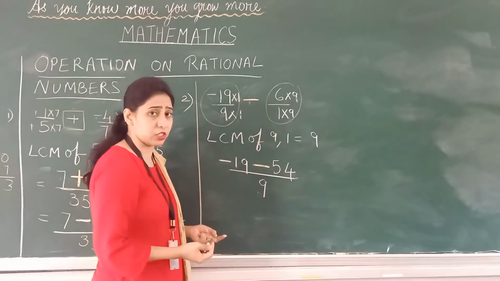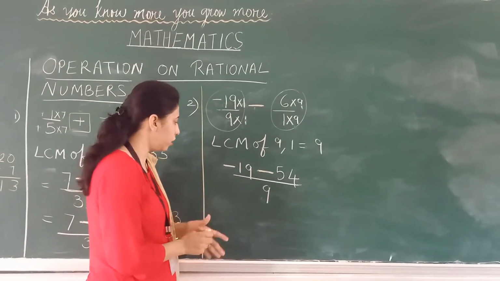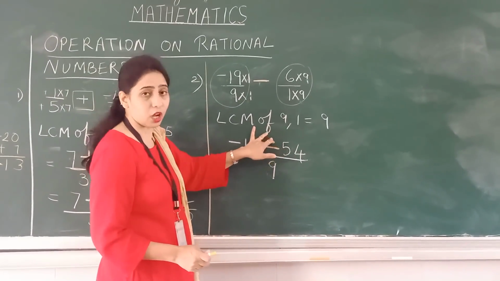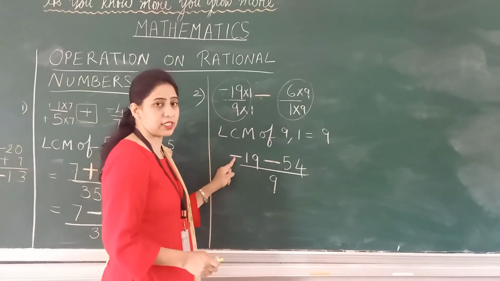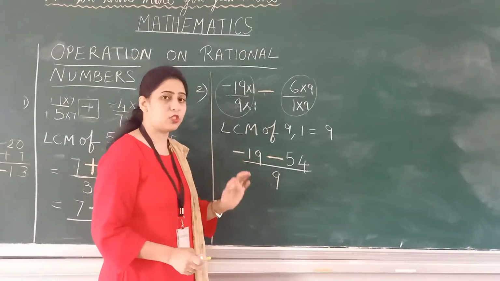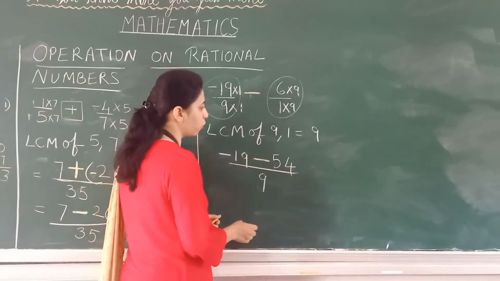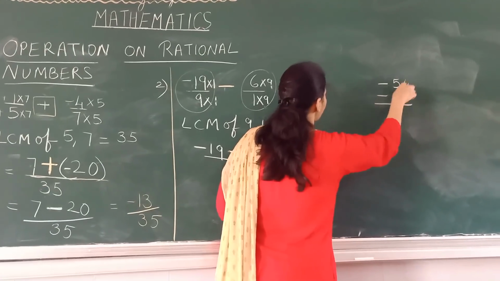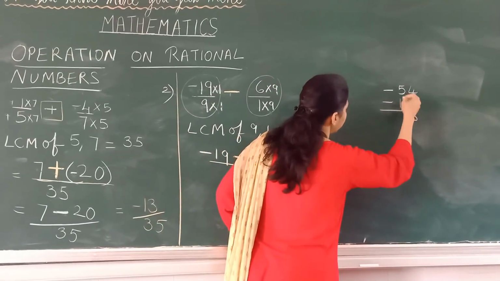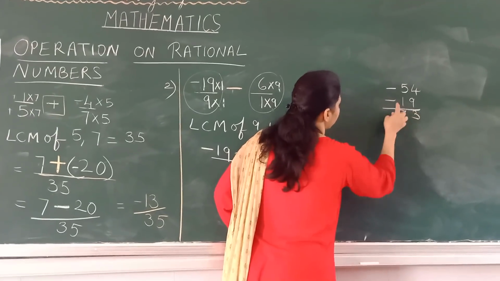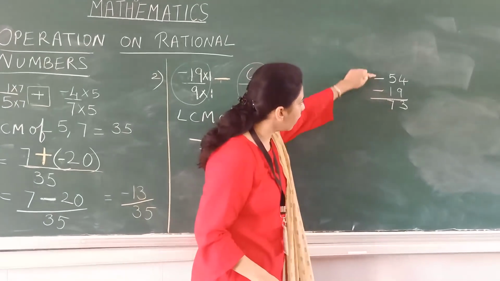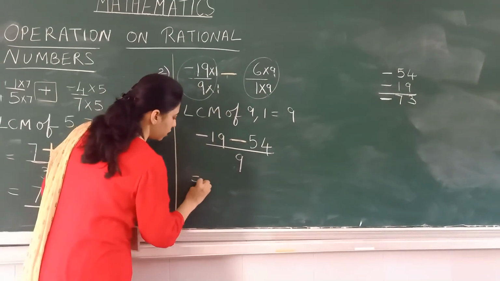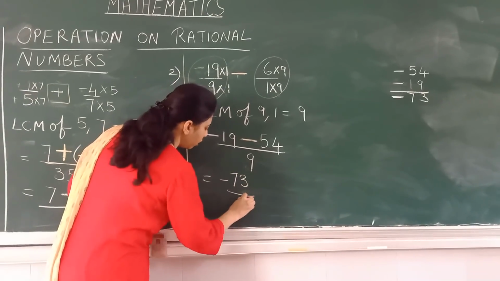Now see, again integers. You should know the concept of integers over here. Minus and minus. Just forget about the denominator. You have to check with the numerator how to add and subtract. Now two negative signs are there. When two negative signs are there, always you have to do addition. So minus 54 and minus 19. So your answer is what here? 73, and your greater number sign is minus. So minus 73. So your answer is minus 73 upon 9.